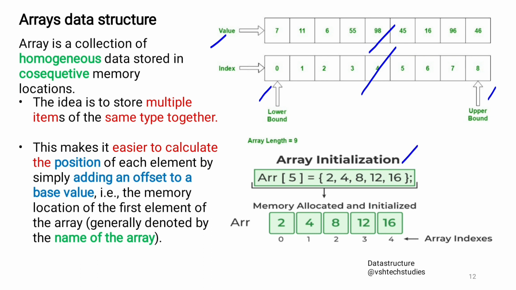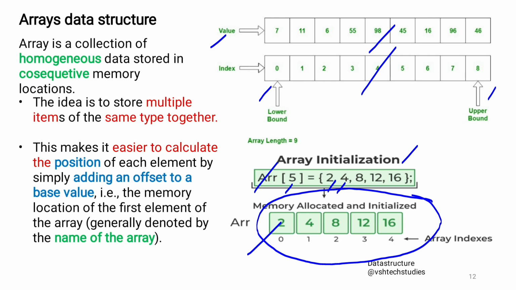If you take up this example, it is an initialization statement in a C program. If you consider the array ARR, how many elements are there? 5. That will fix 5 consecutive memory locations. They are reserved. So in the first memory location, whose index is 0, the value 2 is stored. In the index 1 memory location, 4 is stored, and so on. So this figure shows how this ARR array is stored, whose size is 5.